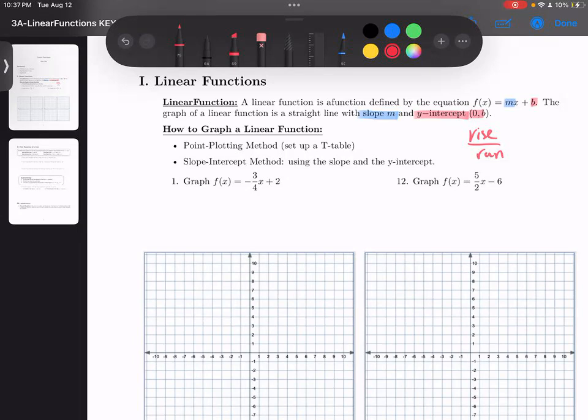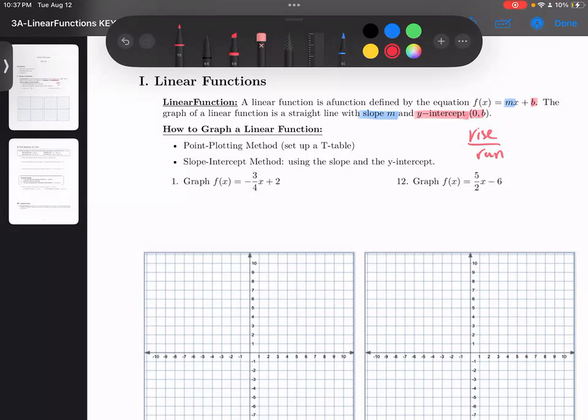So the slope m tells us how steep the line is, whether it goes up or down as we move from left to right. And the y-intercept b tells us where the line crosses the y-axis. That is the point (0, b), right? Now, how do we go about graphing a linear function? There are two methods.